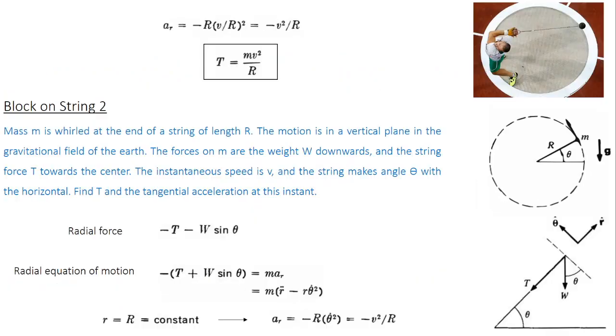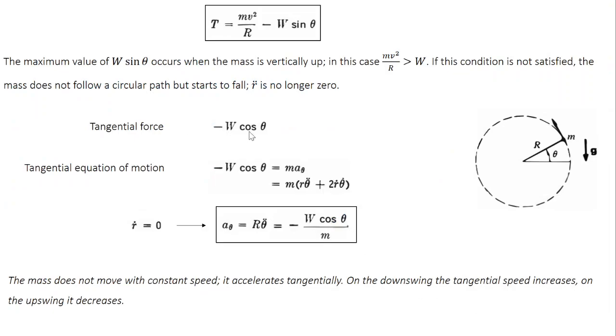Now moving on to the tangential force. So what are the tangential forces acting? Tension is acting along the radial direction. It has no component along the tangential direction, so you don't have to consider this. You have only a component of W cos θ acting in the tangential direction. Since this is in the downward direction, you can consider it to be negative. So minus W cos θ is the only force.